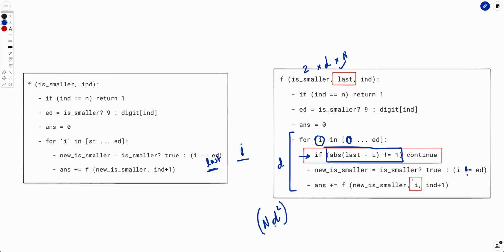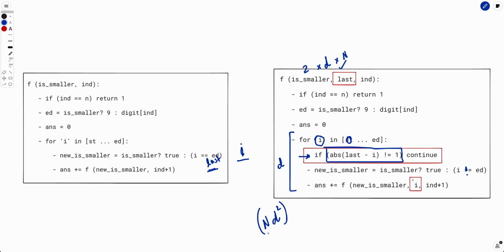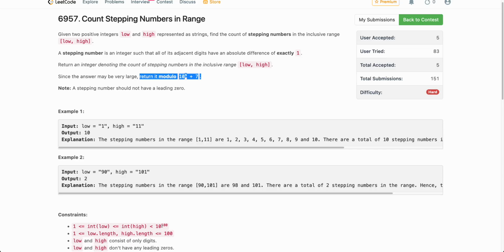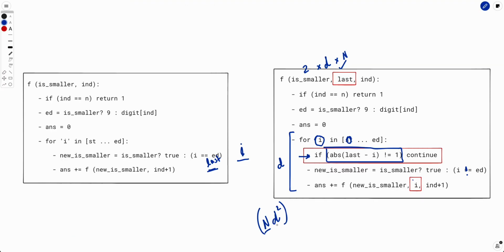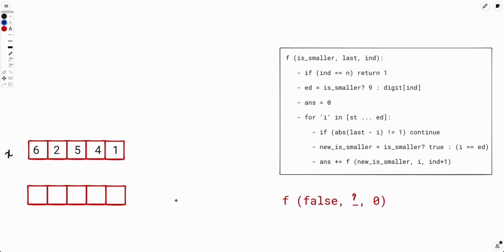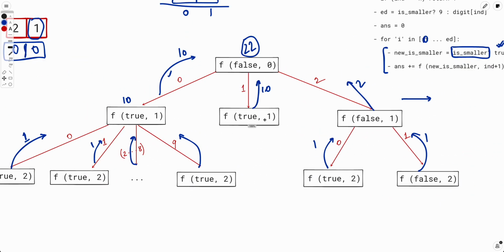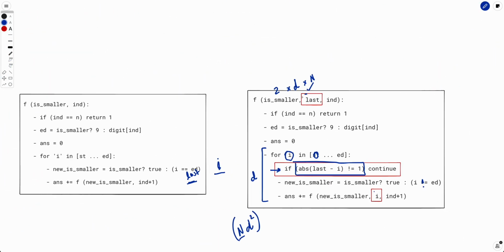So this will pass the given time constraint because D is up to 10, there are only 10 possible digits, and N is up to 100, the length of the string is 100. So this will very easily pass the given time constraint. Now there is just one small trick or one small edge case that you need to tackle. Previously, if you remember, we were starting with false comma 0, right? But now we have one more element, last.